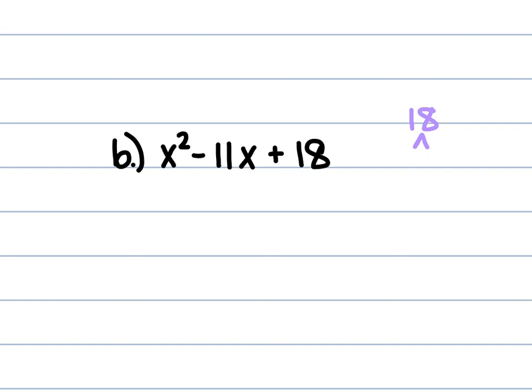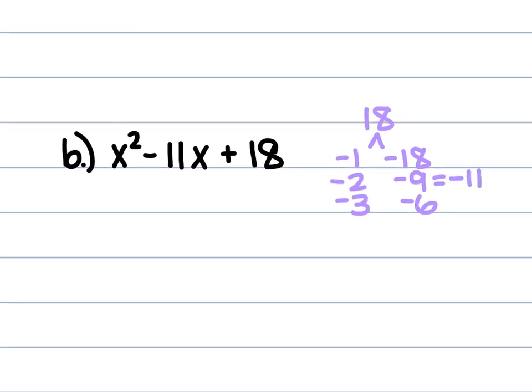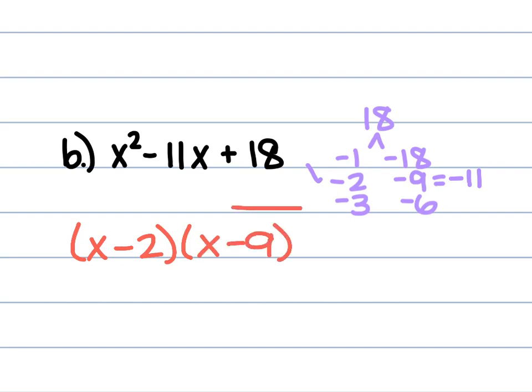multiply them. So the factors of 18 that are negative are negative 1 and negative 18, negative 2 and negative 9, negative 3, negative 6. We want to find the ones that add up to be negative 11, which is the negative 2 and the negative 9. So we're going to have x minus 2 times x minus 9.